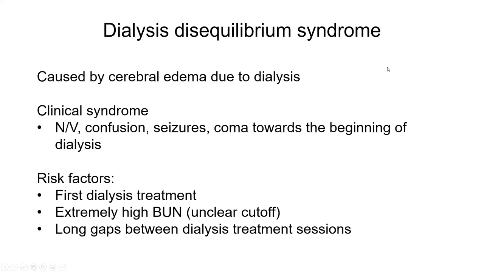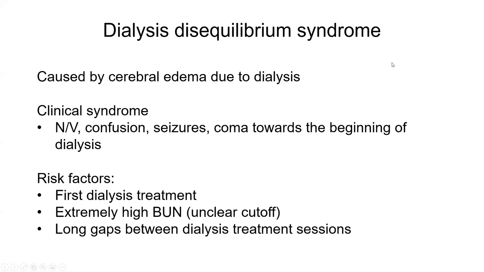All right, we're going to talk about dialysis disequilibrium syndrome, which is actually super undiagnosed. It's caused by cerebral edema due to dialysis. It is a clinical syndrome that has a very wide range of presentations. It could be nausea, vomiting, confusion, seizures, or even coma. It typically happens towards the beginning of dialysis. The three main risk factors are your first dialysis treatment, an extremely high BUN, no one knows what the cutoff is, and long gaps between dialysis treatment sessions.